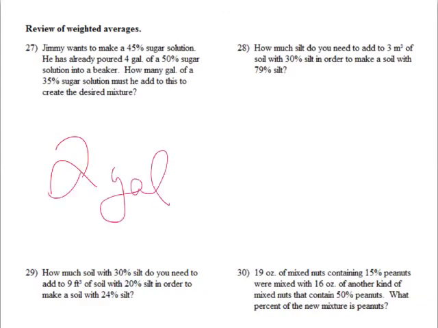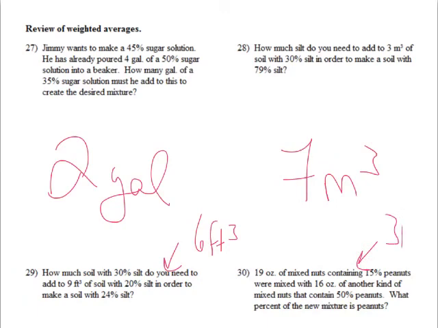This one should have been 2 gallons. This should have been 7 meters cubed. This one should have been 6 feet cubed, and this should have been 31%. So that's if you tried it. If you didn't, don't worry about it. I'm not going to put it on the retake.